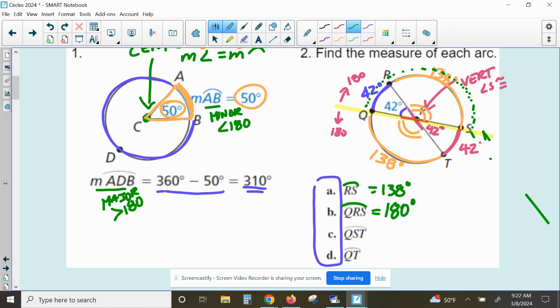Okay, I'm going to switch colors so we have different colors on our picture. Let's go Q to S to T. So I have to start at Q. Which way do I have to go if I have to hit S and then T? Clockwise, Q to S to T. Because if I went the other way, I would hit T first and that would be the wrong order, right? So how far is it from Q to S to T? 222. I hear 2 people doing that, so I assume that they added correctly.